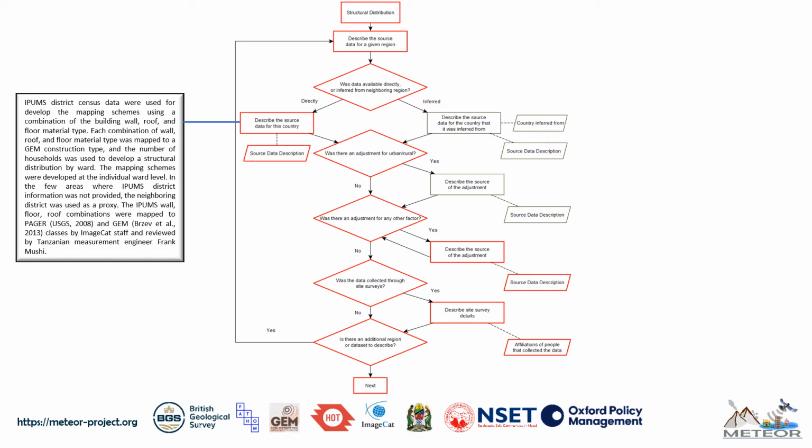The first used the IPUMS district census data to develop the mapping schemes using a combination of building roof, wall, and floor material types. Each combination was mapped to a GEM construction type, and the number of households were used to develop a structural distribution by ward. The mapping schemes were developed at the individual ward level. In areas where IPUMS district information was not provided, the neighboring district was used as a proxy.